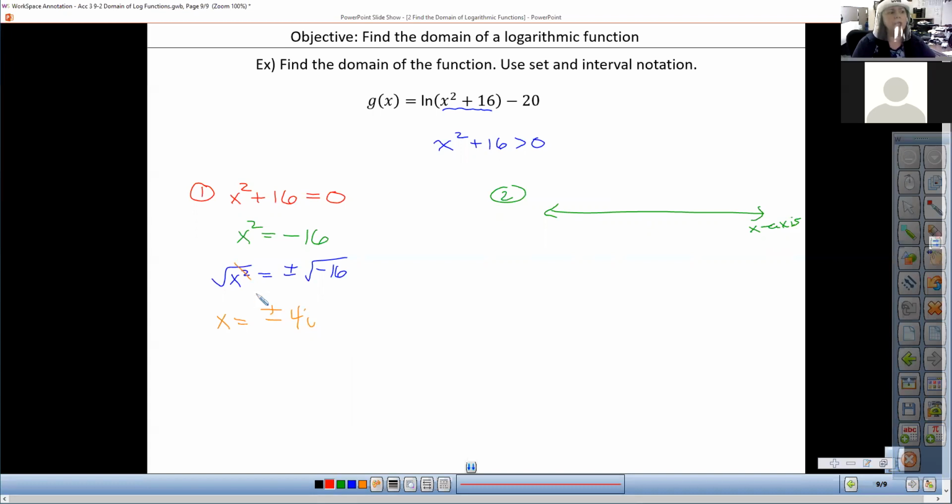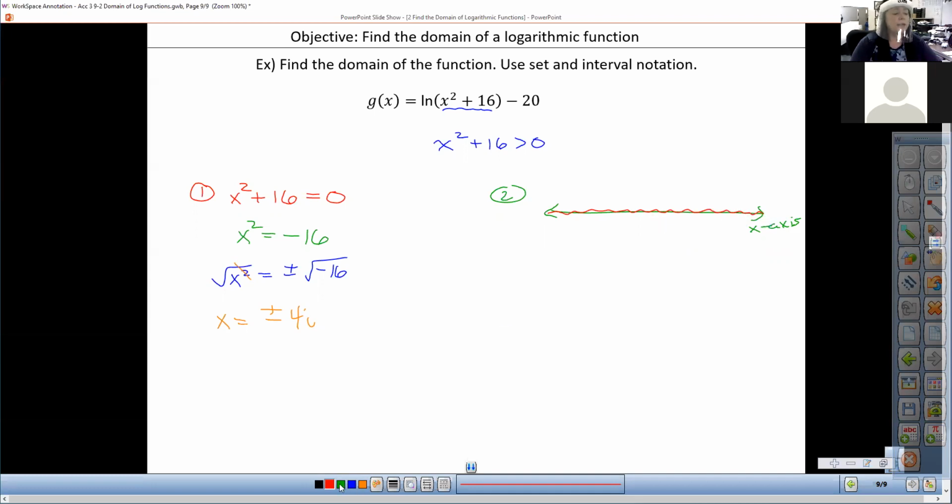So what does this mean about our intervals? Remember that this number line represents our x-axis, and there are no imaginary numbers on the x-axis. So what this is telling us is that only imaginary numbers will make this equal to 0, and there are no imaginary numbers here. So that is telling us then that, oh, okay, well then our domain is going to be all of these. We don't have to exclude anything, which is the set of all real numbers.